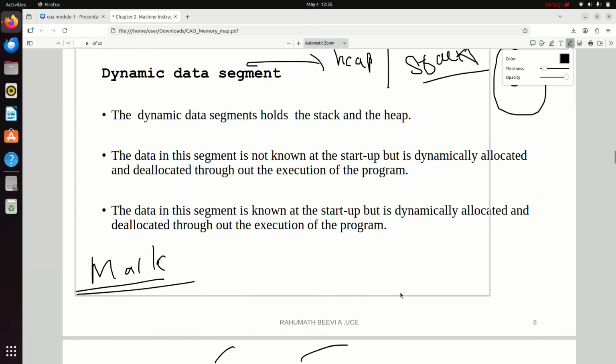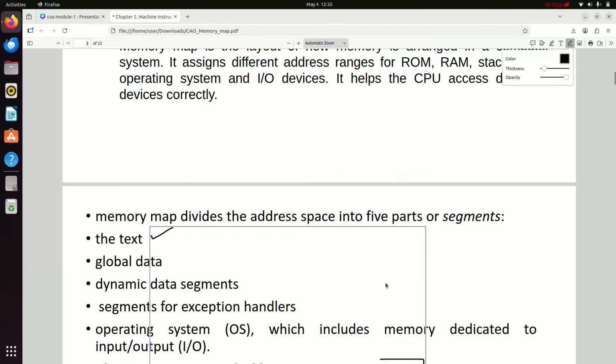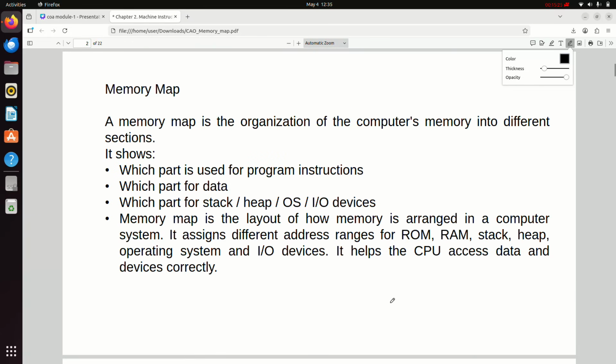Fine. So in the memory map, these are the most important things that you have to understand. The first part is the definition. A memory map is the organization of the computer's memory into different sections, such that it shows how the memory is organized and what part handles what, which part is used for what. That is the main definition here.